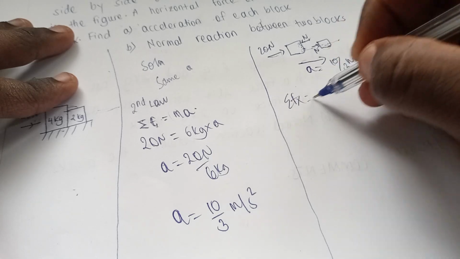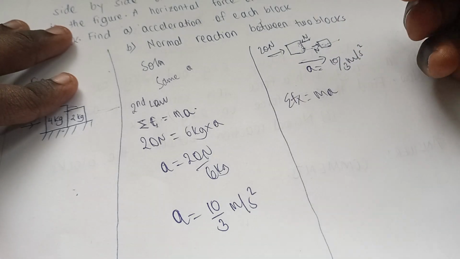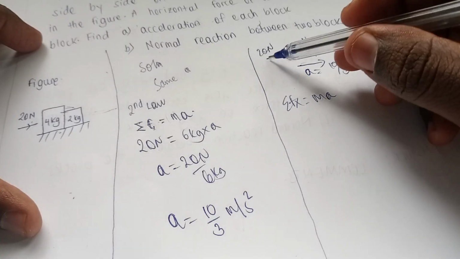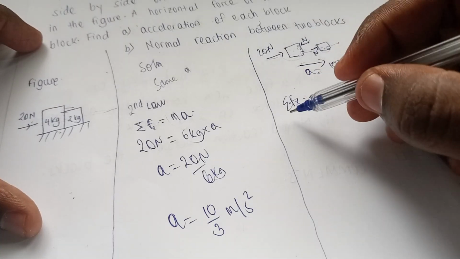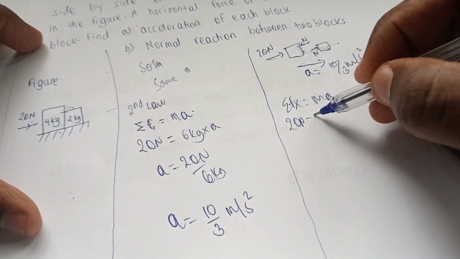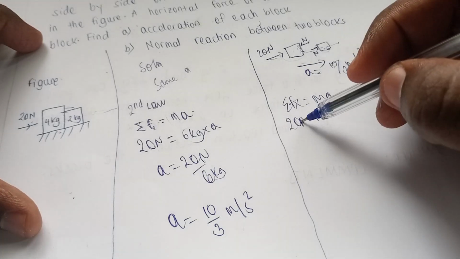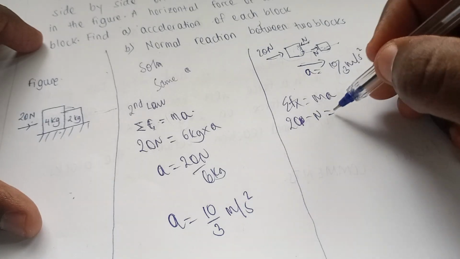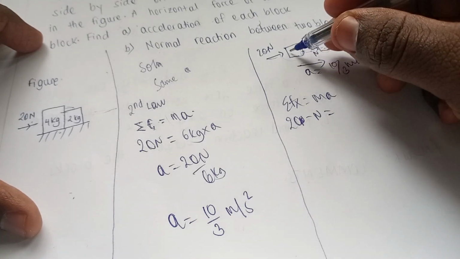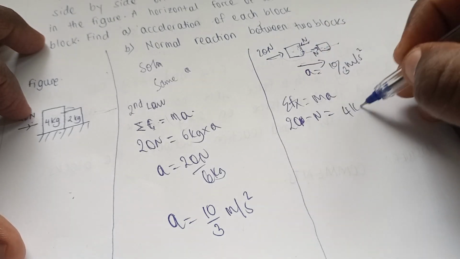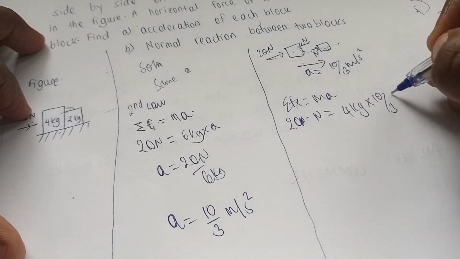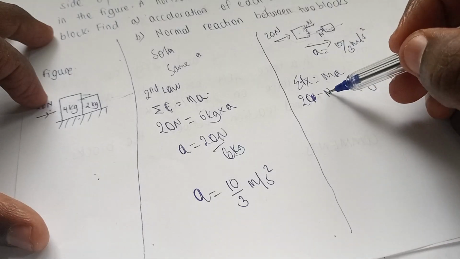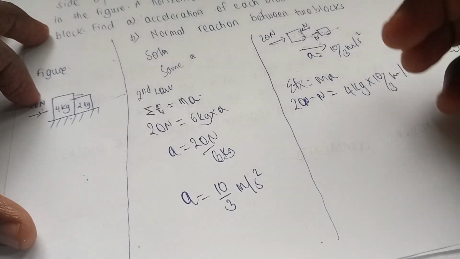The net force equals mass times acceleration. We can use this block here, right? For this block, the net force is 20 minus N, right? 20 newtons minus N equals... wait, this newton should not be confused with N. Let me remove it here. Equals mass. What is the mass of this one? 4 kilograms times 10/3 meters per second squared, right? This is 20 newtons, this is just N for normal reaction.